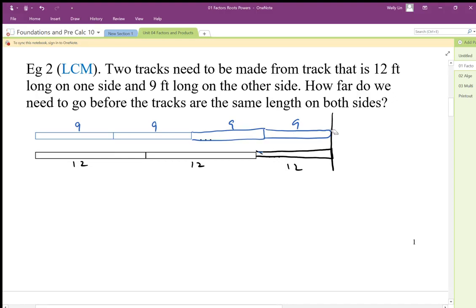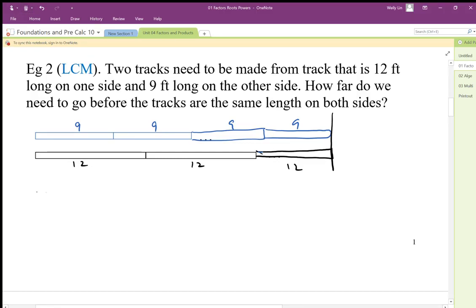And we know now that once we get the lowest common multiple, if we go another 36, we're going to end up with the same multiple. So we can kind of measure this out and do it. We can do it other ways as well. We can make lists. So one way is to make a list.